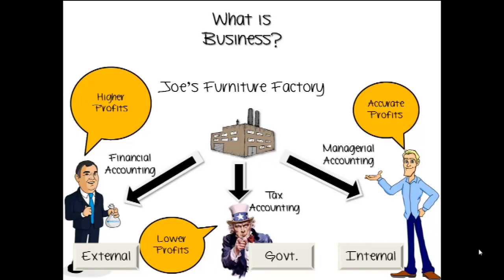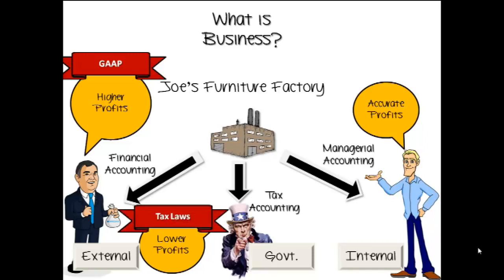Since businesses cannot use their own method of accounting, these businesses are required to talk a language using some standards called GAAP. GAAP stands for Generally Accepted Accounting Principles. Similarly, to curb the practice of showing lower profits, there are standards or rules governing tax accounting. These are called tax laws. An example of a tax law is the Internal Revenue Code.